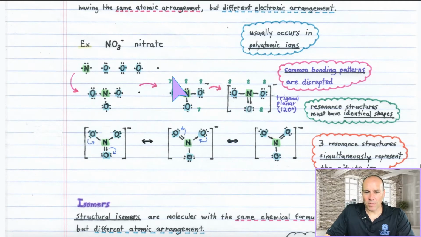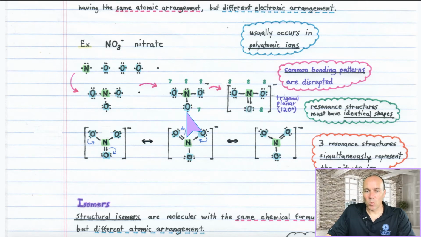Okay, so after we get to our next step, we still need to get octets on everybody. Here's where we have to get creative. You can see already that the bonding pattern on this oxygen is disrupted. It only has 1 bond, okay? So common bonding patterns are going to be disrupted.